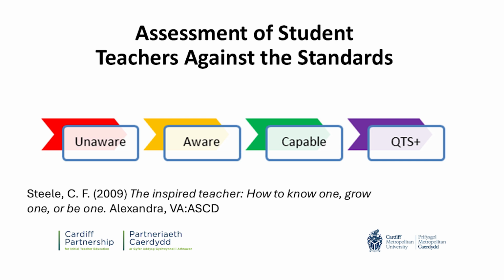As they move further on through their PGCE or their BA programme, we'll start to see more capable descriptors being achieved. And then towards the end of the programme, some student teachers will start to achieve QTS+. So what do these different descriptors look like?